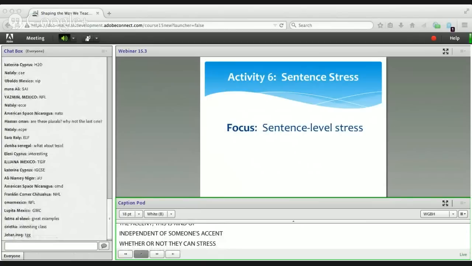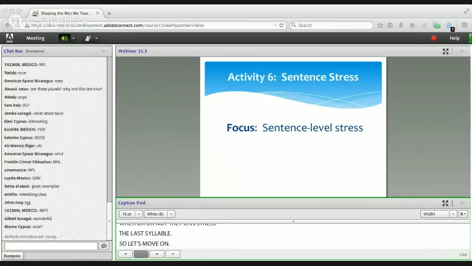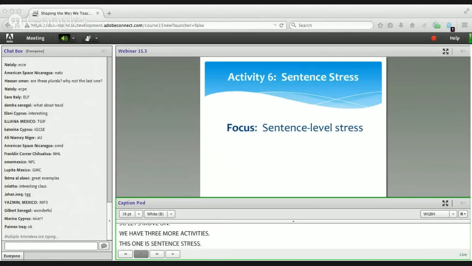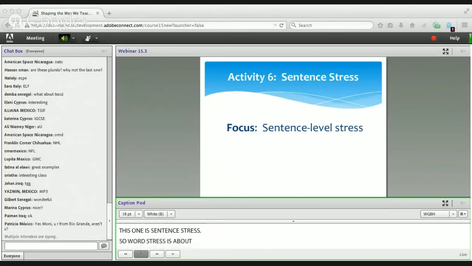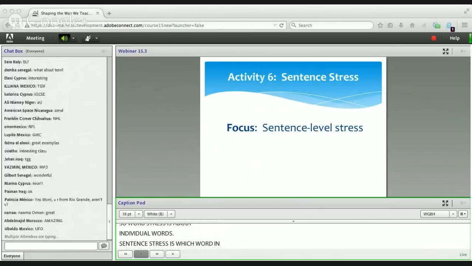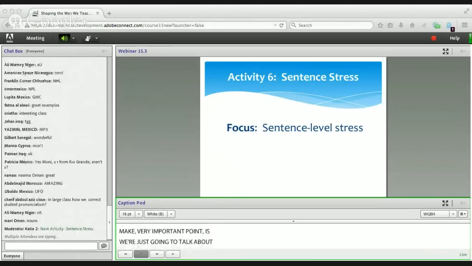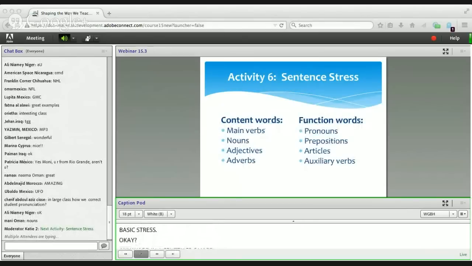We've got 3 more activities. This one is sentence stress. So word stress is about individual words. Sentence stress is which word in a sentence gets stressed. The first point I want to make, a very important point, is that we're just going to talk about basic stress, okay? Any word in a sentence can be stressed at any time depending on your meaning. But let's just talk about basic situations.